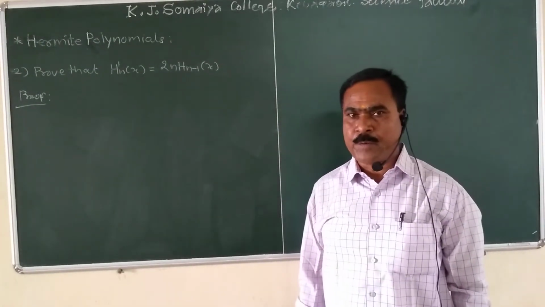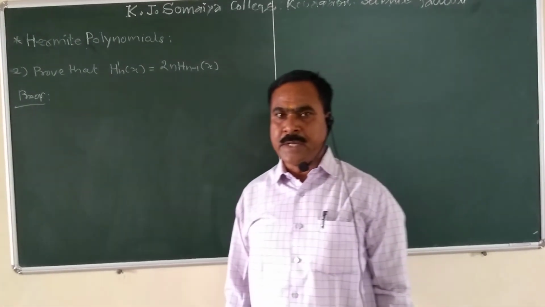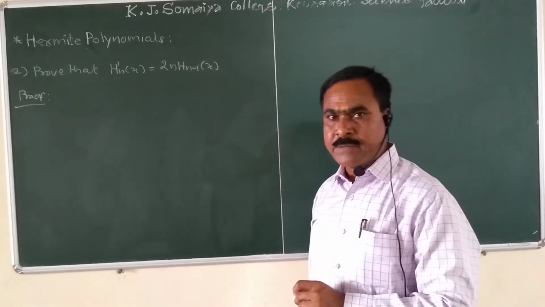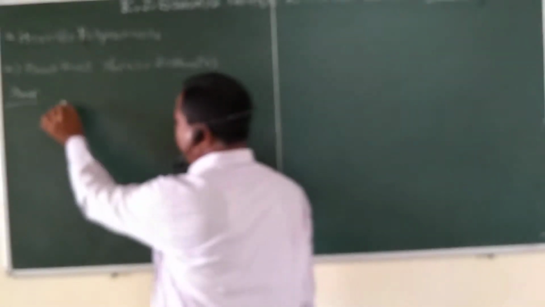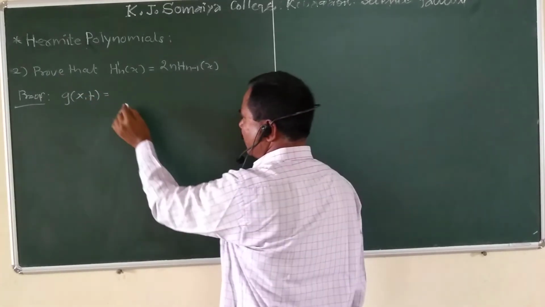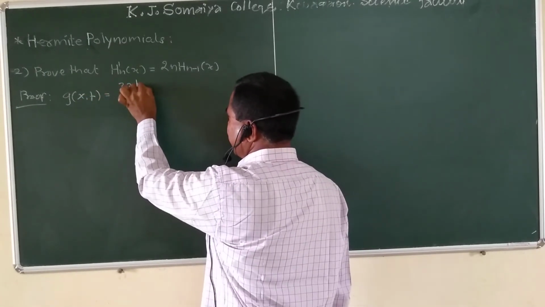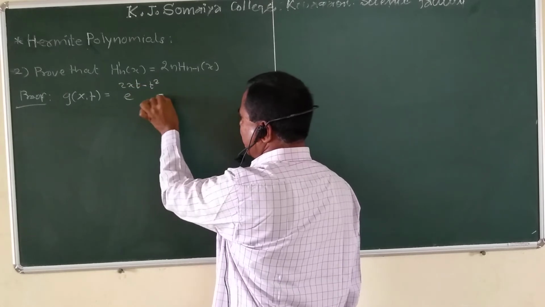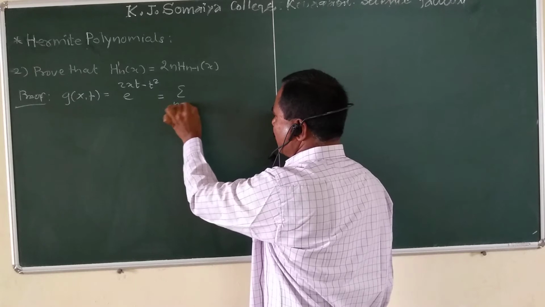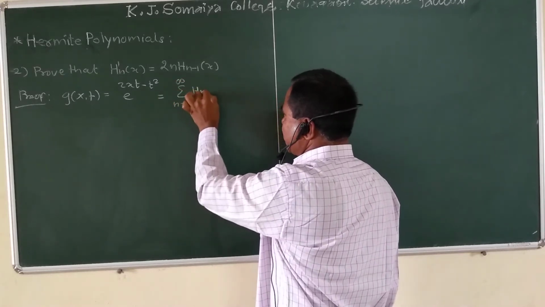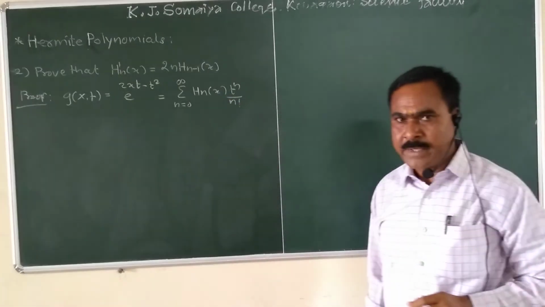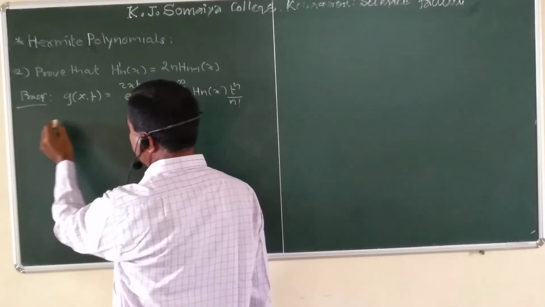In order to prove this property, we have to consider the generating function of Hermite polynomial. The generating function is given in the form g(x,t) equal to e raised to 2xt minus t square, and we write the power series summation n from 0 to infinity Hn(x) t raised to n upon n factorial. Okay, then we take the proof.